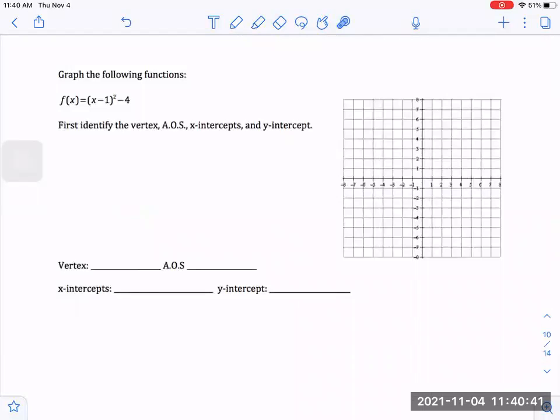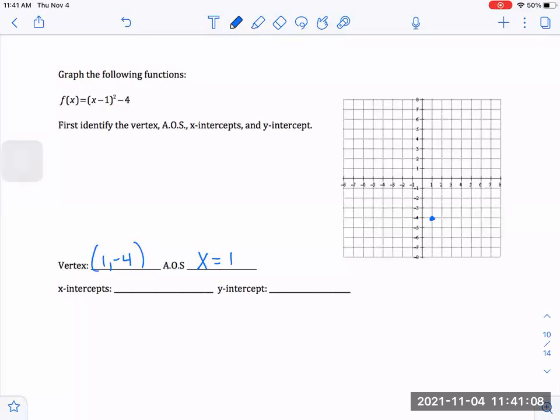Okay, so let's do this one together. The first thing I'm going to do is identify the vertex. The vertex is at 1, -4. And I'm going to plot that. Right there. My axis of symmetry is x equals 1. It's the x equals the x coordinate of my vertex.